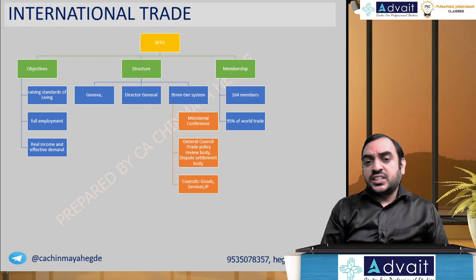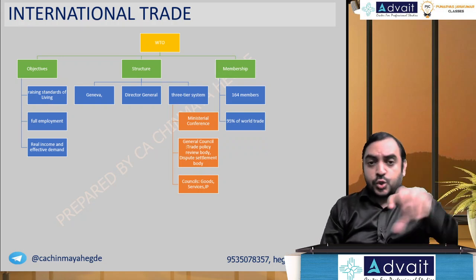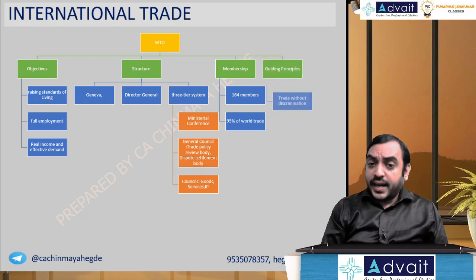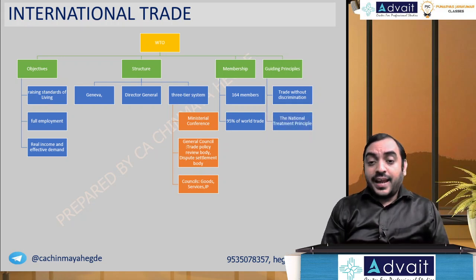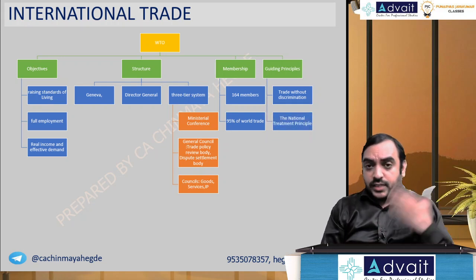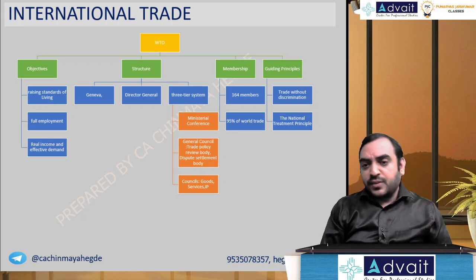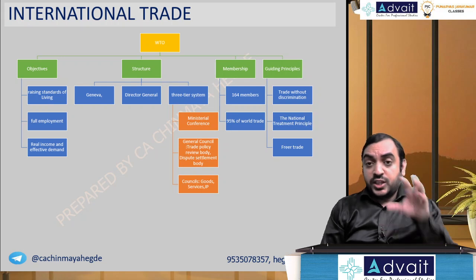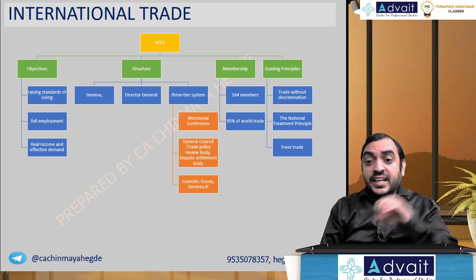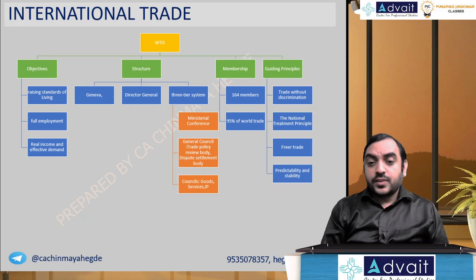Membership, we have more than 164 countries now. 95% of the world trade is through WTO. Guiding principle, trade without discrimination, try to treat everybody the same. National treatment principle, that is treat everybody similarly. Free trade without restrictions, without too much interference from governments.